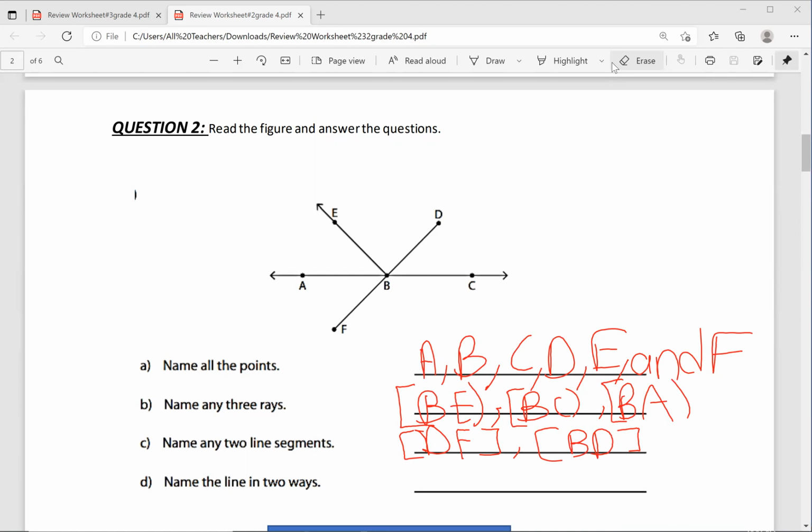Okay, now how do we name a line in two ways? So AC is a line. Also, CA is a line. Both of them work for the same line. Now let us continue to question number 3.